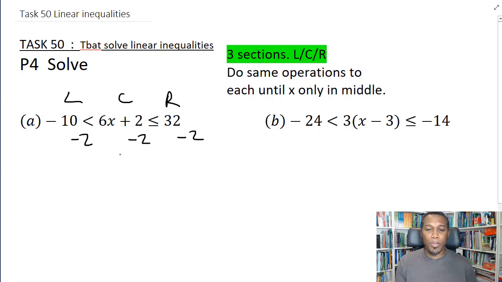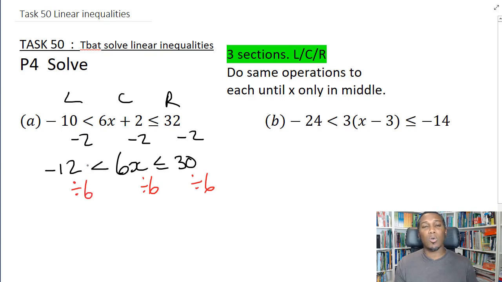So what I'm going to end up with now is 6x. The plus 2 take away 2 is neutral, it becomes 0, is less than or equal to 30, and is greater than minus 10 minus 2, which is minus 12. So far so good. And then I don't want 6x, I want x, so I'm going to divide by 6, which means I need to divide the upper bound, the right hand side, and the lower bound, the left hand side. They all need to be divided by 6.